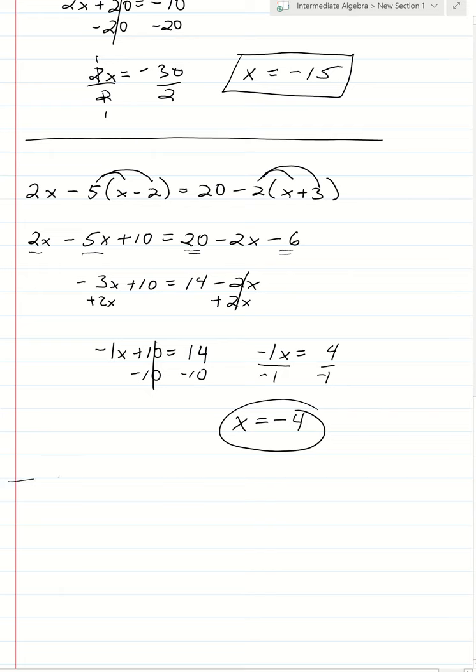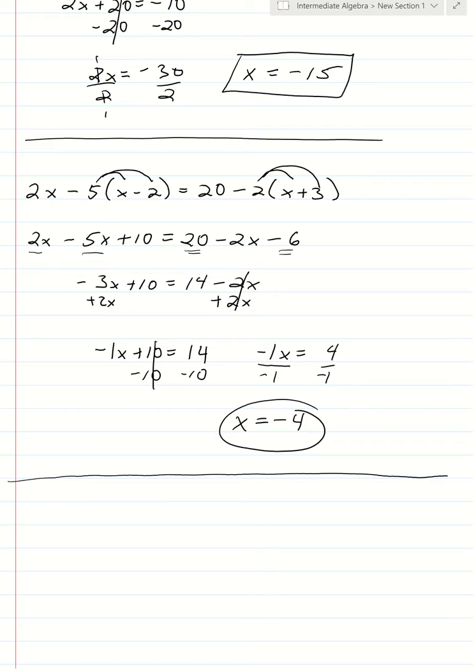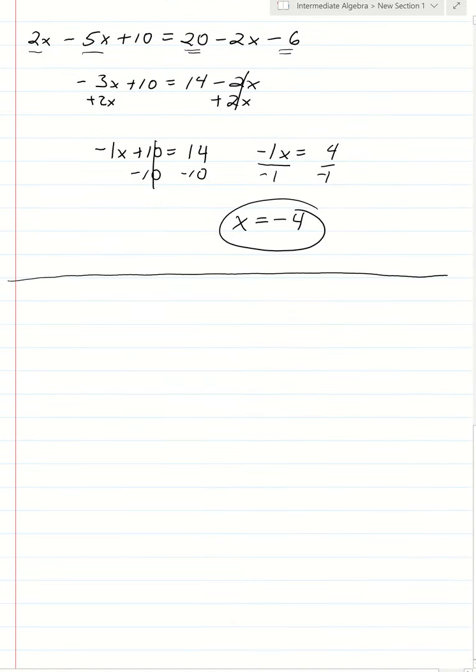Let's try another one. Maybe I'm going to have you try one on your own. All right? I'm going to write a problem down, and then I would ask that you pause the video, try to work through the problem and see what you get for your solution. Once you have worked through the solution, turn the video back on and let's see if you get the same answer as me. So here comes the problem.